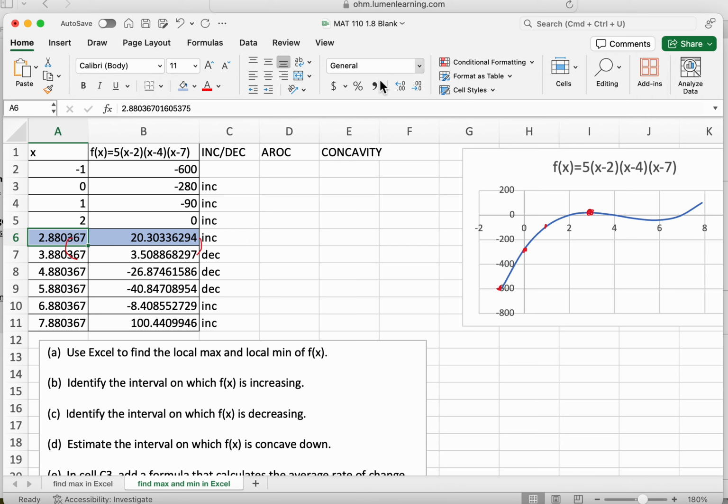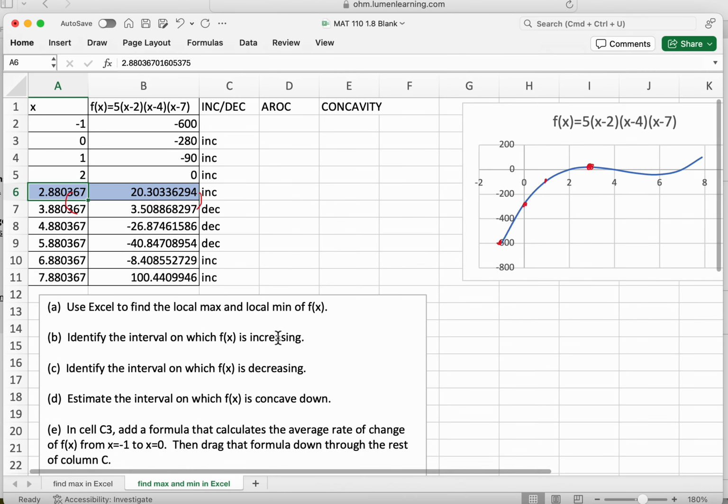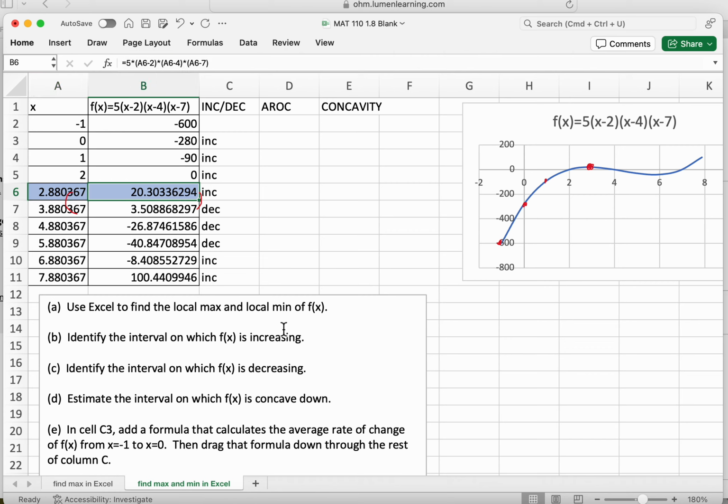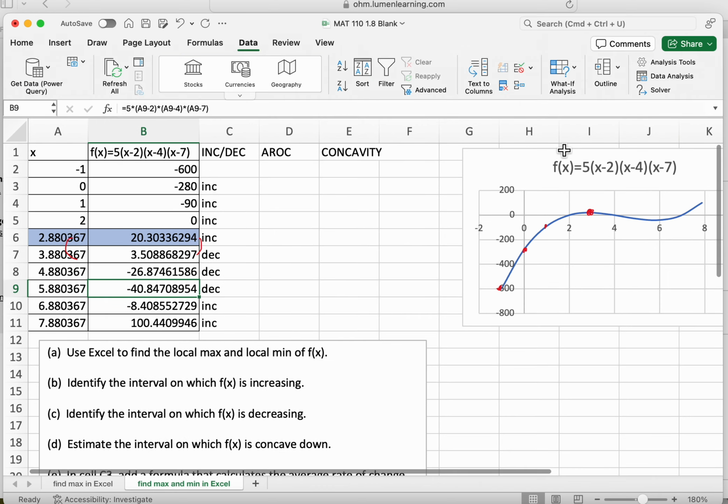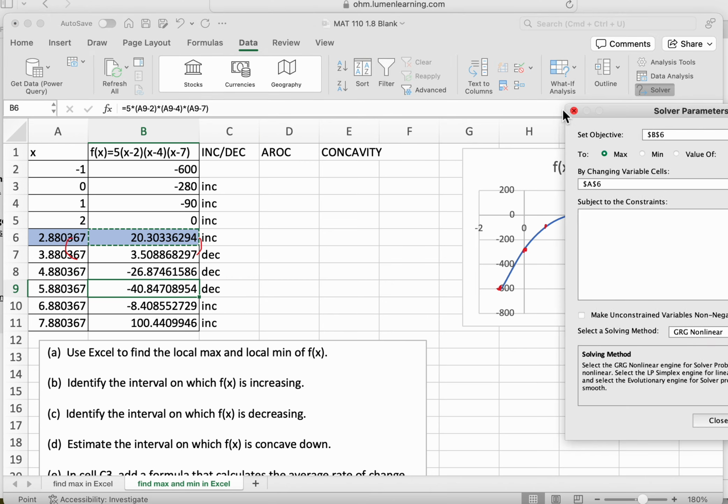So now, let's go back. Let's find the local minimum. I'm going to go back to my table and I want to see, remember the definition of a local minimum is where my function changes from decreasing to increasing. So here I'm changing from decreasing to increasing. So I want to find my local minimum. I want to find the smallest value in the table, that's negative 40. And I want to find the actual minimum value. This might be pretty close to it, but we use solver to find the exact or pretty close to the exact.